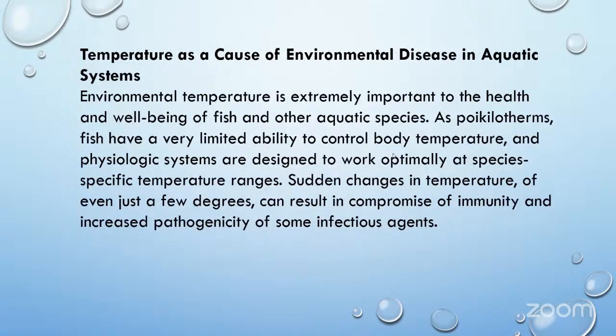Now, temperature as a cause of environmental disease. Environmental temperature is extremely important to the health and well-being of fish and other aquatic species. As poikilotherms, fish have a very limited ability to control body temperature, and physiologic systems are designed to work optimally at species-specific temperature ranges. Sudden changes in temperature of even just a few degrees can result in compromise of immunity and increased pathogenicity of some infectious agents.